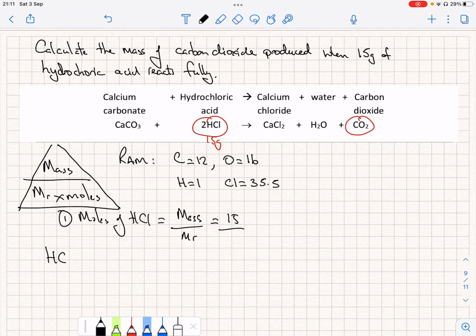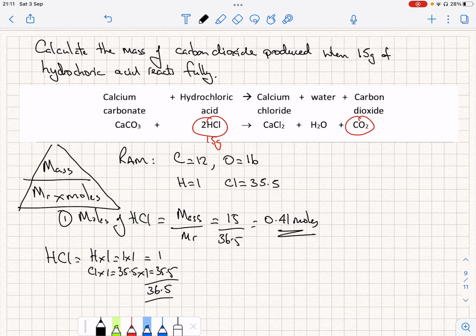The MR, we'll just do a little bit of thinking over here. There's one lot of hydrogen and there is one lot of chlorine. The relative atomic mass of hydrogen is 1, so that's 1 times 1. Chlorine is 35.5 times 1, that's going to be 35.5. Total 36.5. So we're dividing this by 36.5. Let me just work that out for us. So it's 15 divided by 36.5, which is going to be 0.41 moles.